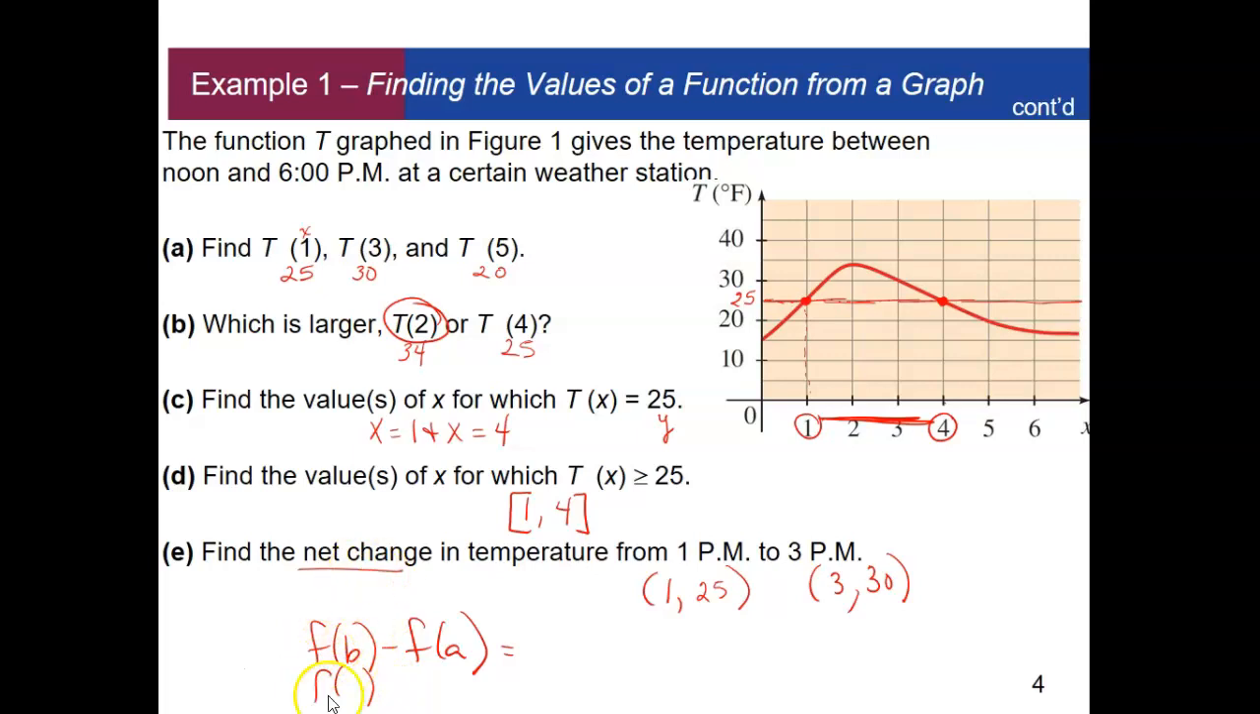Sorry, this is not writing good. So that would be f of 3 minus f of 1. F of 3 is 30. F of 1 is 25, and that's going to be 5. If we look over here at the interval from 1 to 3, here is the value at 1, here's the value at 3. I have a net change of 5 units. It goes up 5 units from here at 1 to over here at 3. So our net change here is the 5.